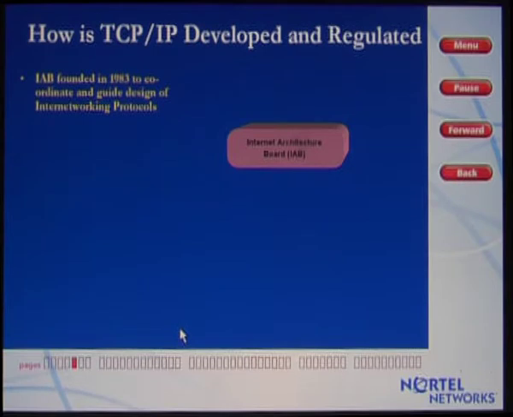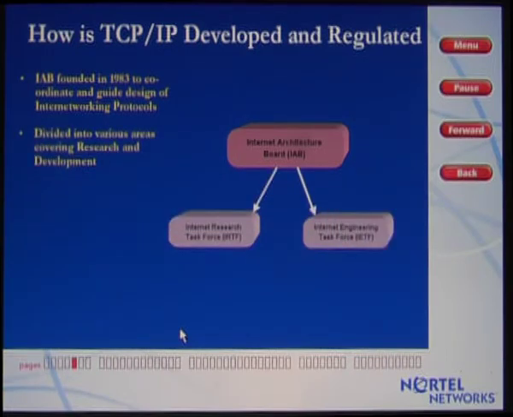The Internet Architecture Board, IAB, was formed in 1983 to coordinate and guide the design of internetworking protocols and development of the Internet. The board is responsible for publishing all protocols and standards and initiates the procedures by which all standards are developed. The IAB is divided into various areas responsible for a range of topics to do with research and development. The research is covered by the Internet Research Task Force, IRTF. Developments are controlled by the Internet Engineering Task Force, IETF. The IETF is split into various work groups to study different aspects of the TCP/IP protocol suite.